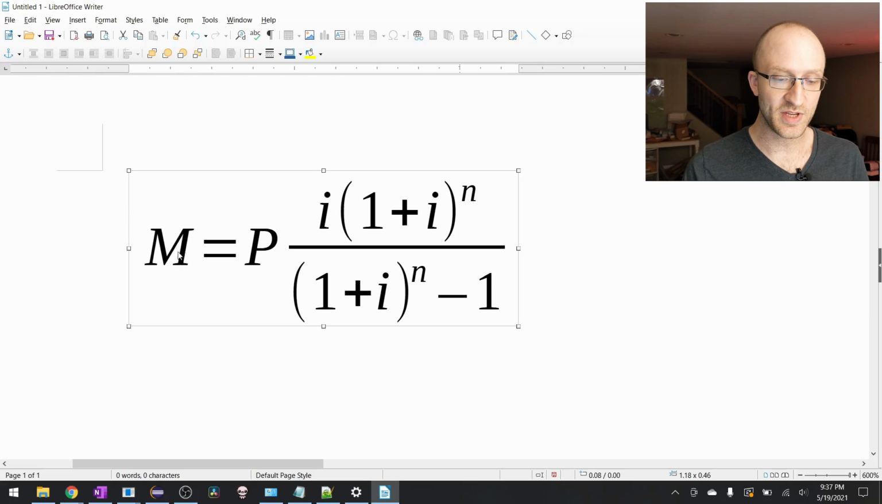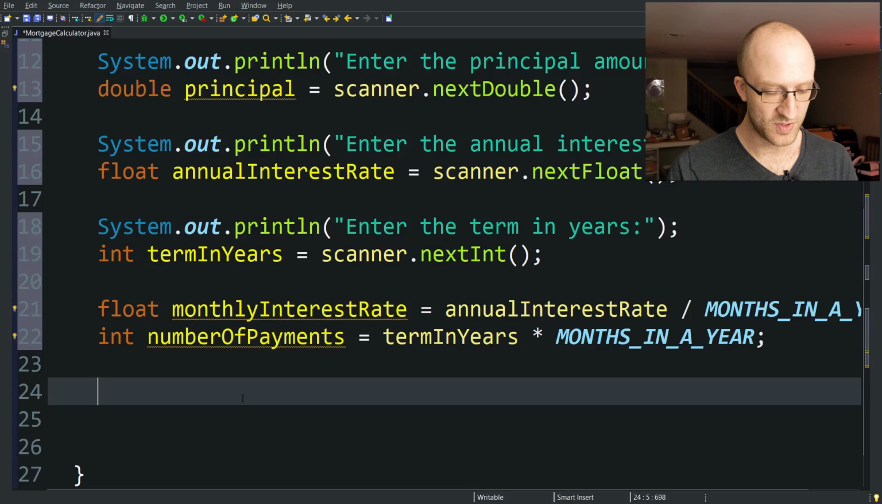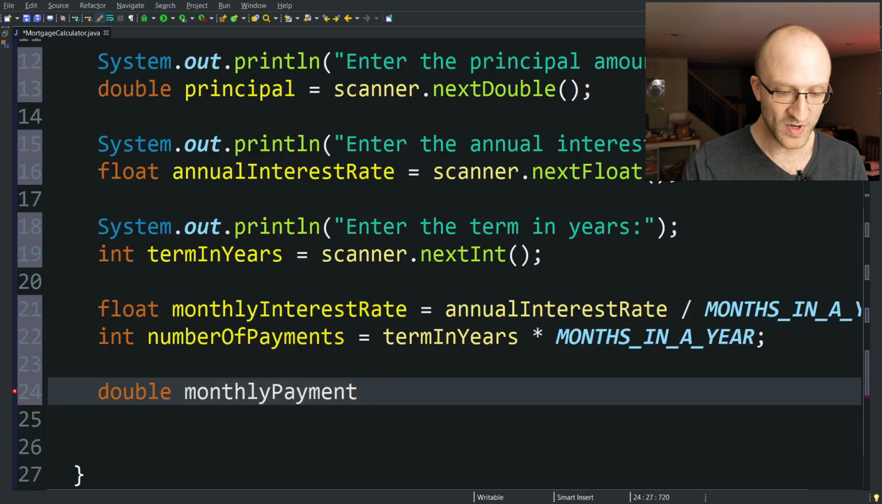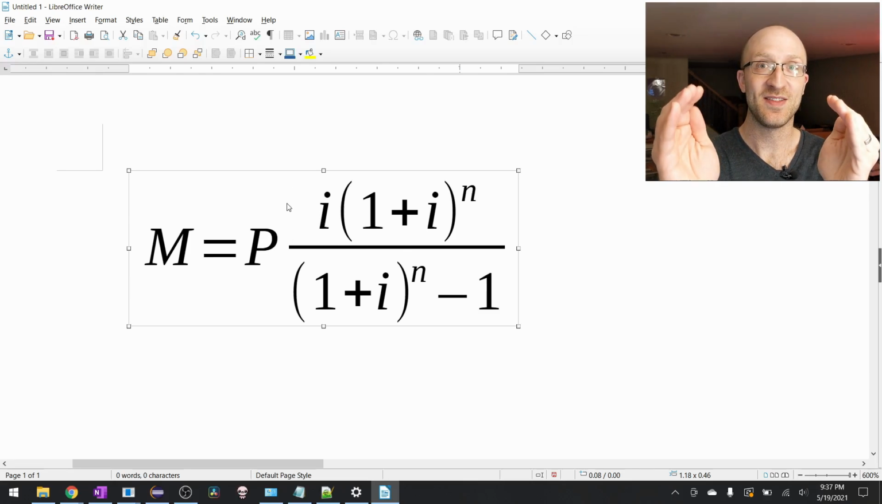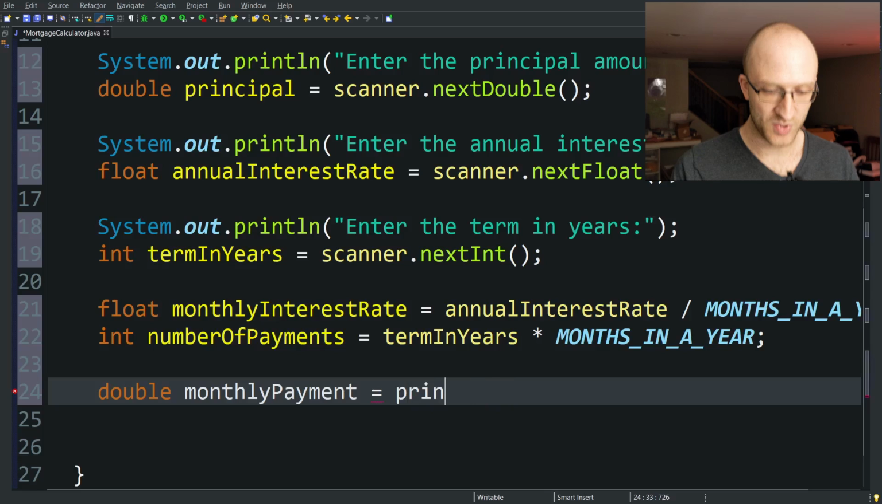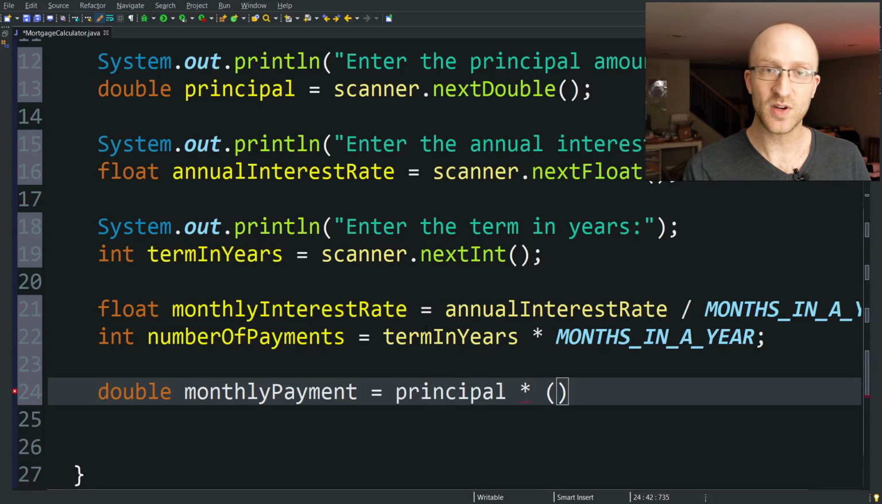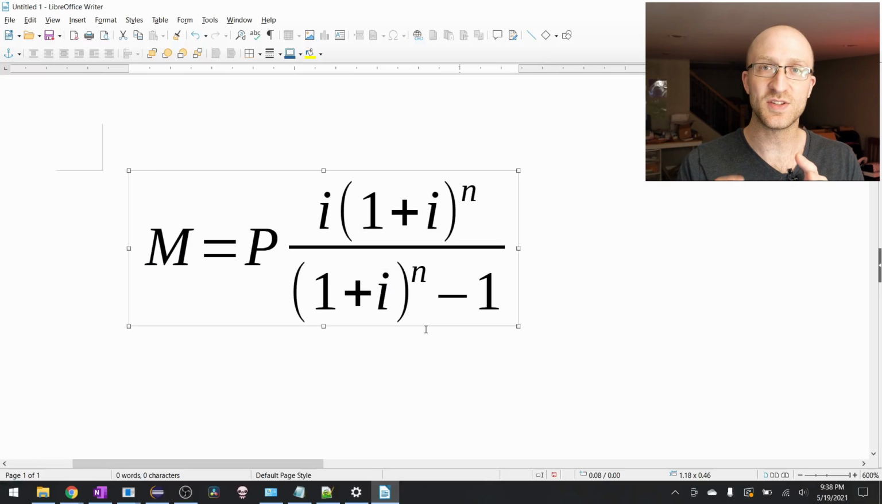Remember, the goal of this formula is to produce a monthly payment amount. So we're going to create a new double, call it monthly payment, and we're going to set it equal to the result of running that formula. So let's just start writing it out. First, we're going to need the principal amount, and we're going to multiply it by the entire rest of this formula. So equals principal times. When you're typing out this formula in the Java code, you're going to need to pay close attention to the parentheses and things that you use, so you make sure the order of operations happens like it should.